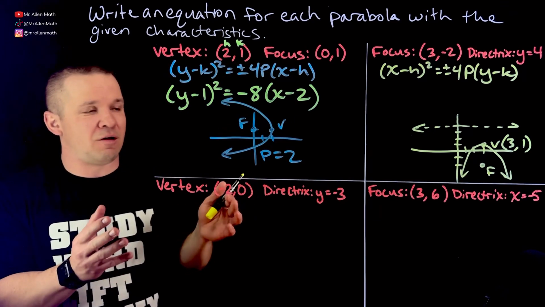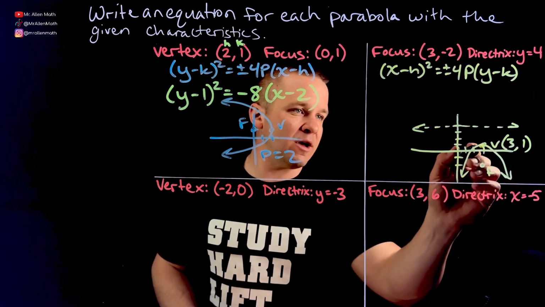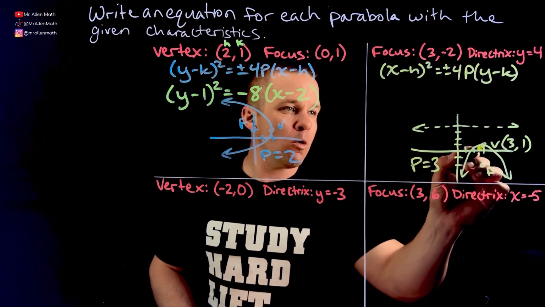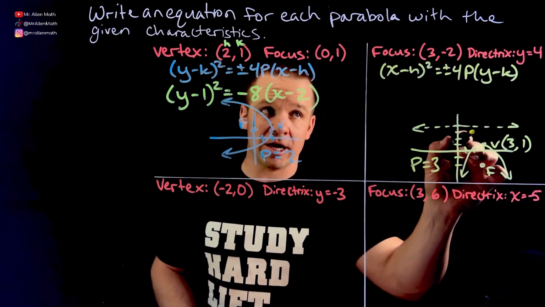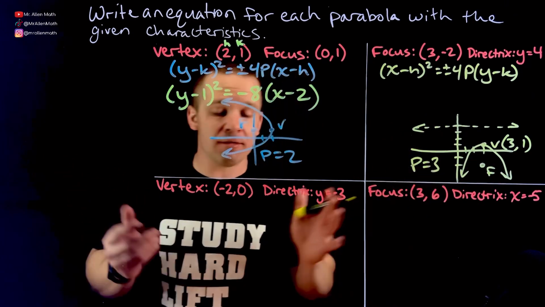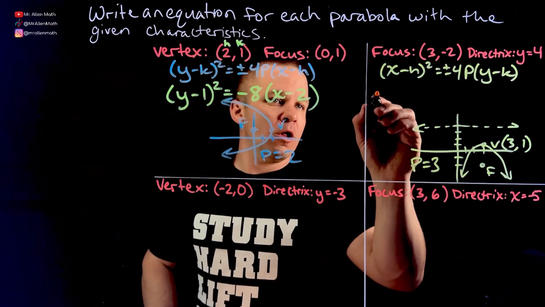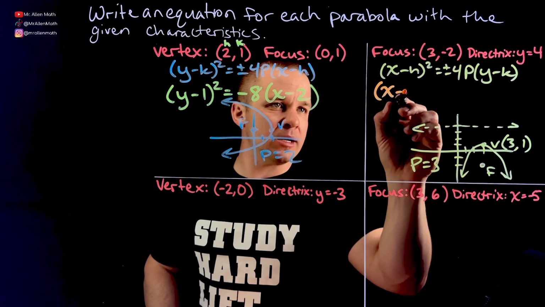So let's piece all that together, shall we? Because I've got my vertex, my p-value is 3. So I'll write that down: p equals 3. 1, 2, 3 to the focus, or 1, 2, 3 to my directrix. I've got everything to plug in for my final answer here. (x minus h), which would be 3. (x minus 3).